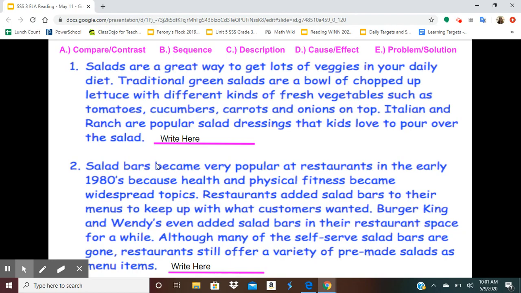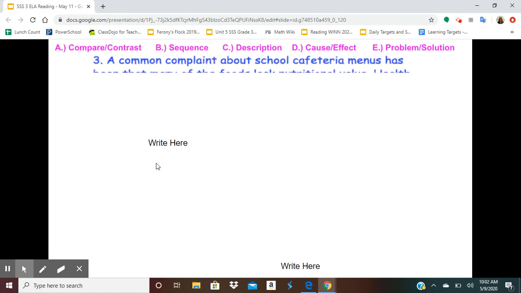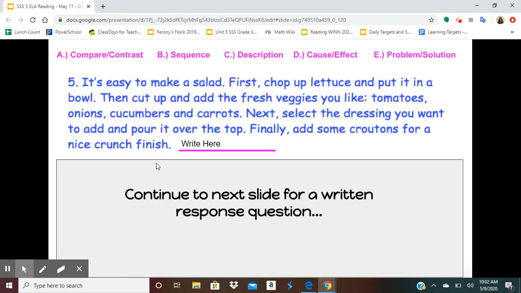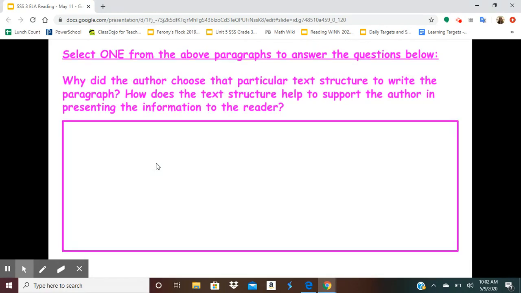At the top of the page, there will be choices for each structure. Write the text structure on the line under the passage. There are 5 passages and all 5 text structures are used only once. None are repeated. Once you finish writing your answers, you're going to continue to this next slide by choosing one passage and explaining your thinking.